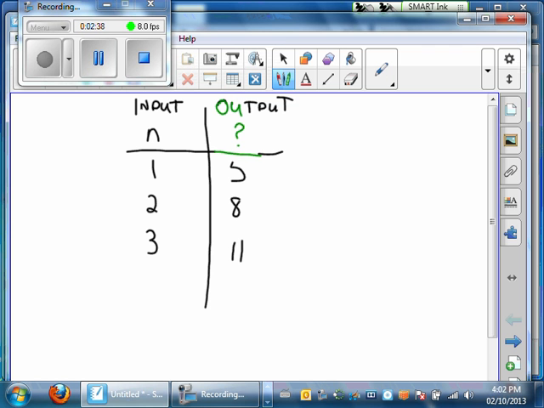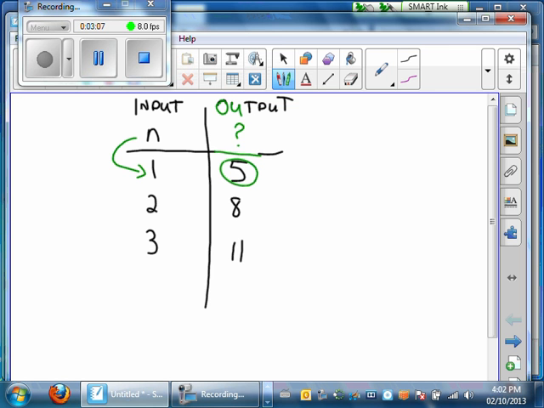So what we have to do is start off by looking for patterns in the output. What we've been given is the output, which basically says when n is inputted as 1, the output answer is 5. So that's what we're going to use to figure out what our algebraic expression is.